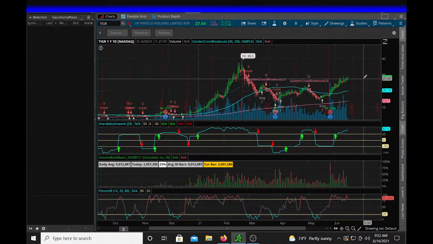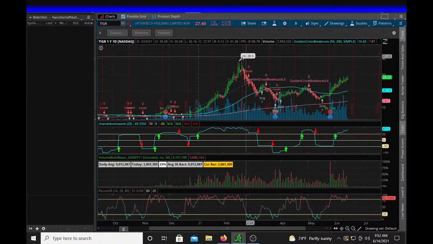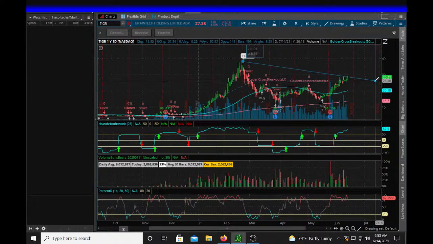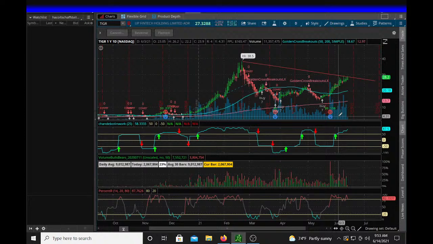Okay. Now this entire thing looks like it's going to become a divergence. Okay, yeah, that's kind of what that looks like.